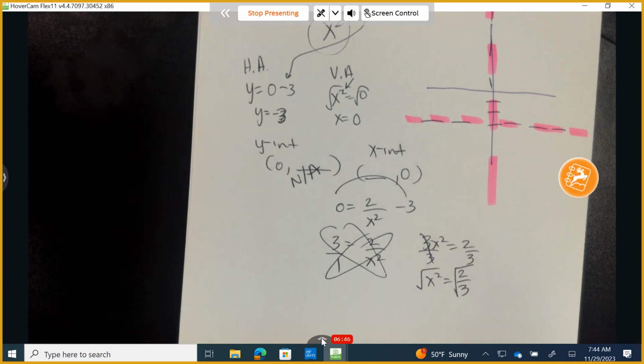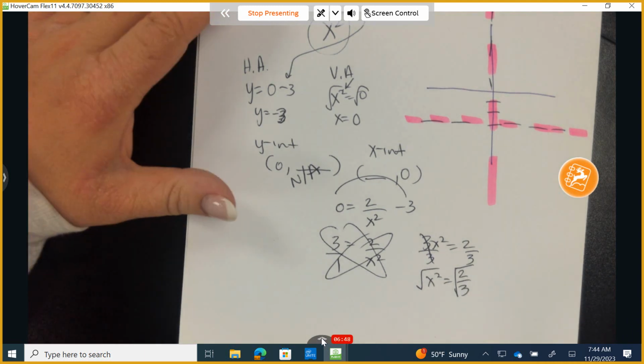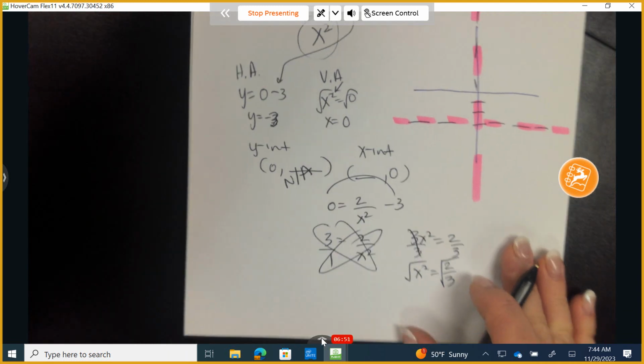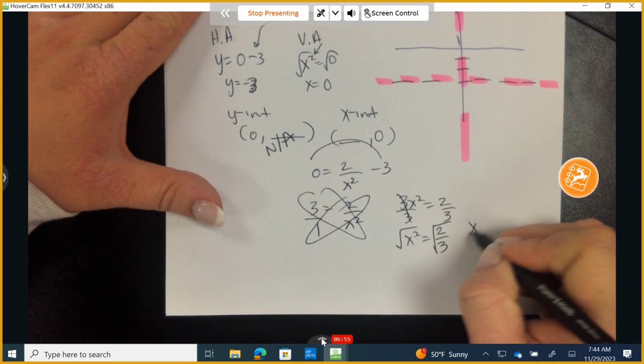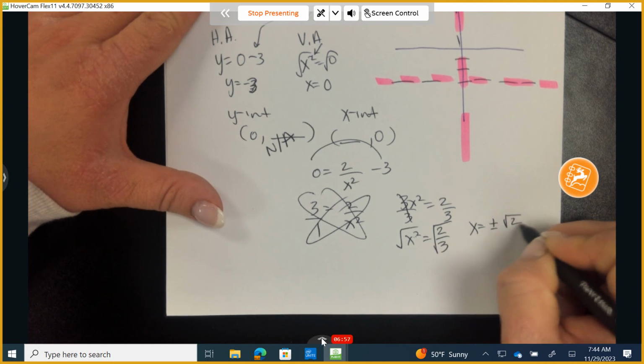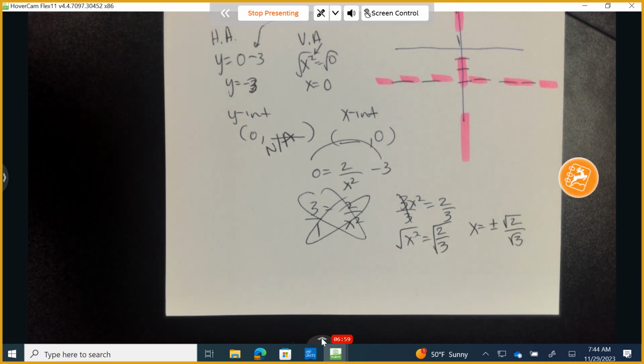So this is what it's looking like. This makes it a little difficult, but if they want exact answers and they don't want us to round, let's take a look at what this looks like. Okay, so for exact answers, I'm going to have plus or minus the square root of 2 over the square root of 3, but we know we can't leave a radical on the bottom.